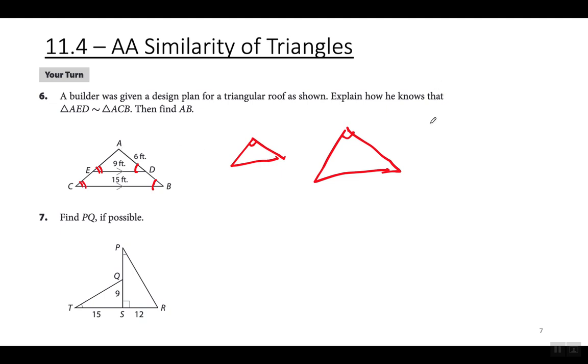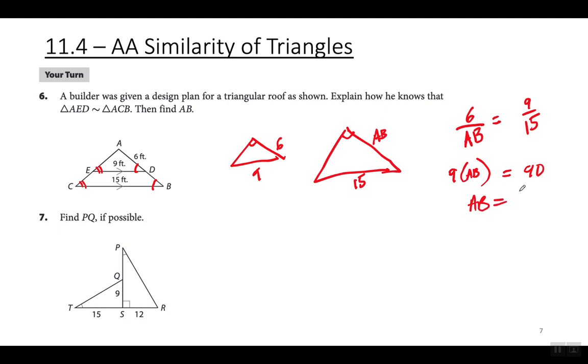Once you do that, we have 6 and 9 and 15, and this is the side we're looking for, side AB. So I would set up my proportion. There's more than one way to set it up correctly, but I would do 6 is to AB as 9 is to 15. This is AB right here. So I would multiply 6 times 15, which gives you 90, and 9 times AB. So AB equals 90 divided by 9, so AB equals 10.